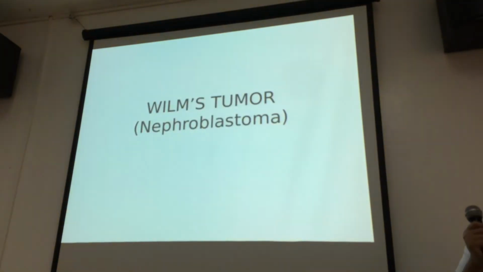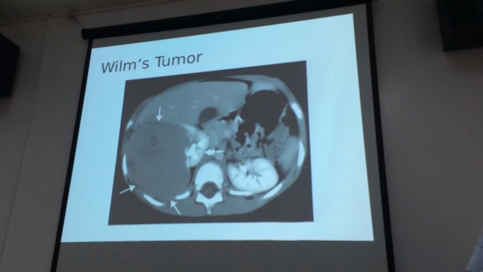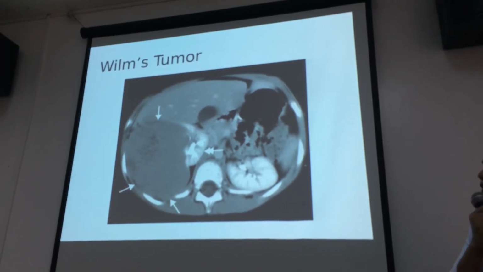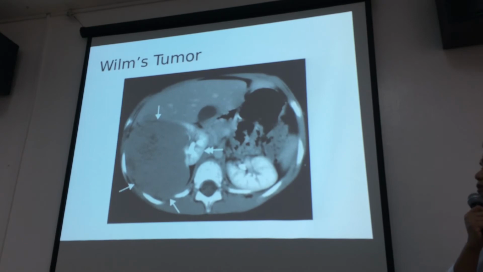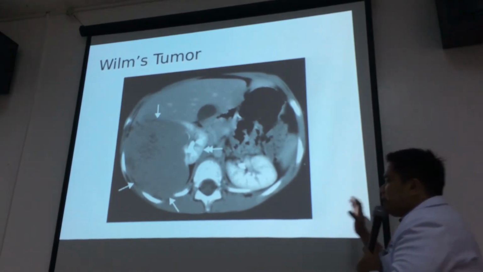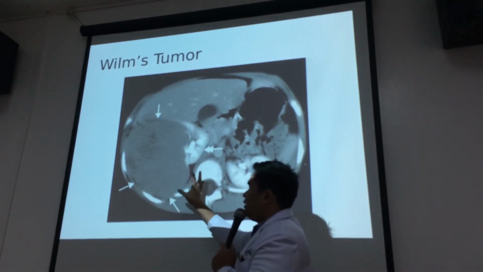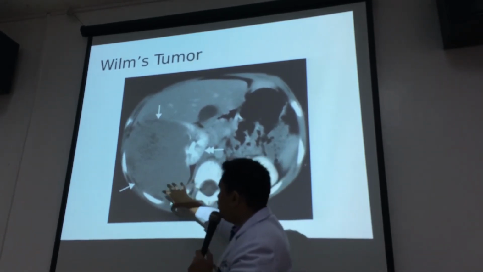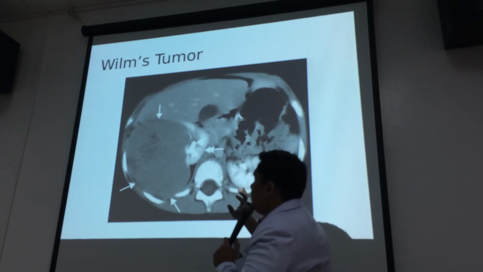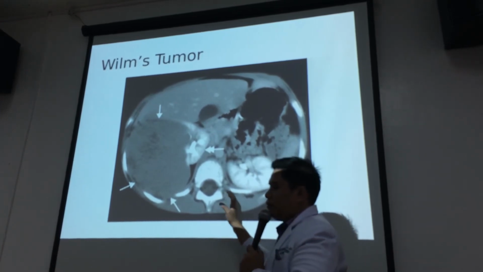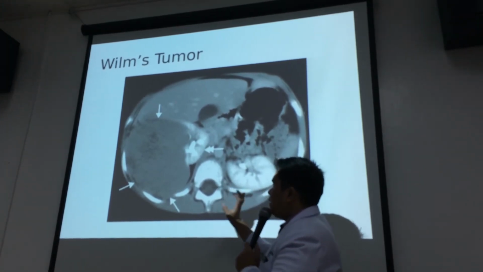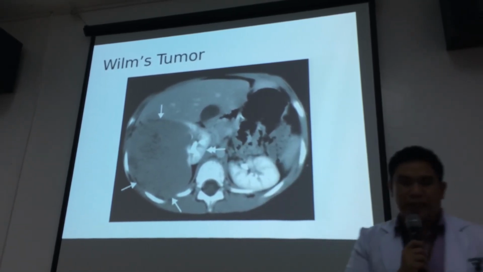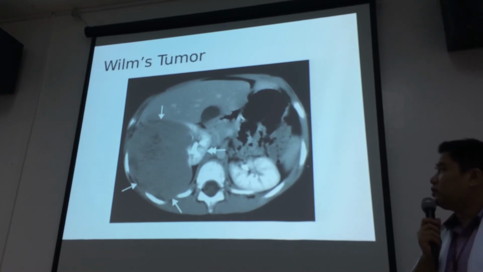Now, for your Wilms tumor, as I've said, this is the most common tumor in the pediatric population, particularly children aged 2 to 5 years old. You will have this large mass. They would begin at the flank, either on the left or on the right, but they tend to cross. So when the child is brought to the clinic, they will present with an intra-abdominal mass most of the time.